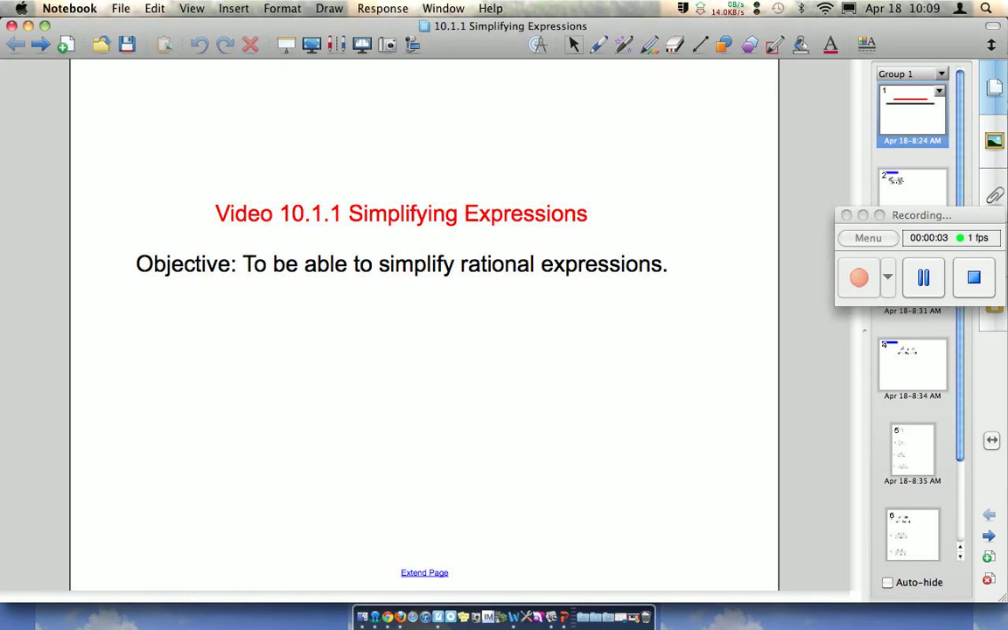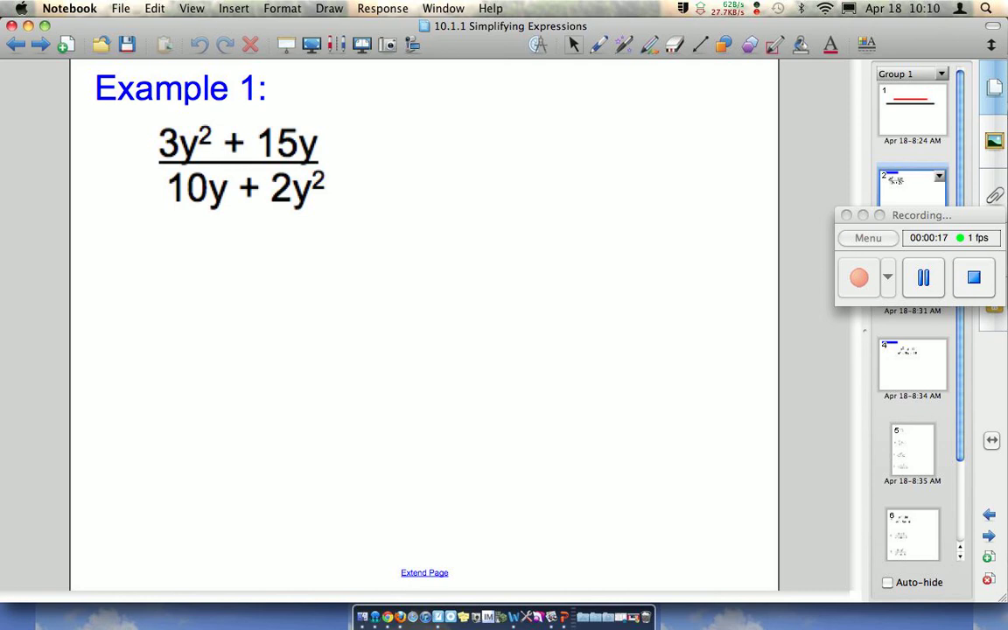This is video 10.1.1, and the goal here is to understand what it means to simplify expressions. And we're not just simplifying any expression, it's actually rational expressions, which means fractions. So we're going to be looking at rational expressions that look like the first example here. So our goal is to simplify this so it's not as complicated. Of course, the opposite of simple is complicated.